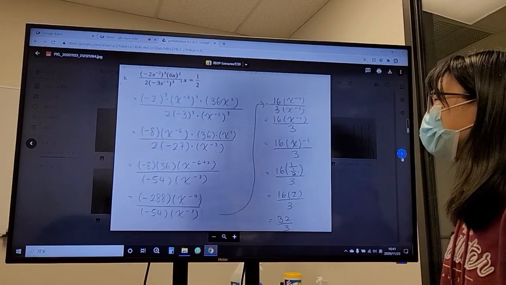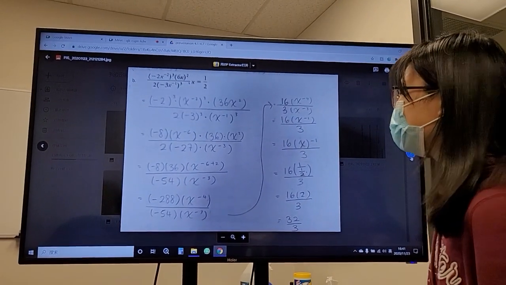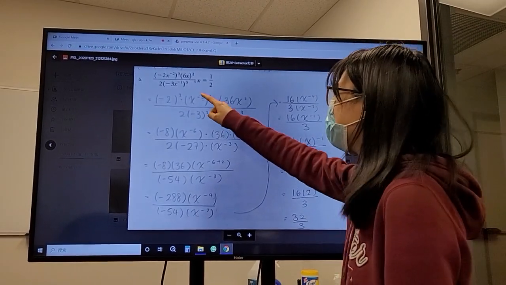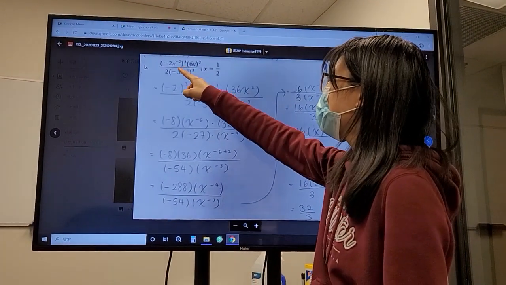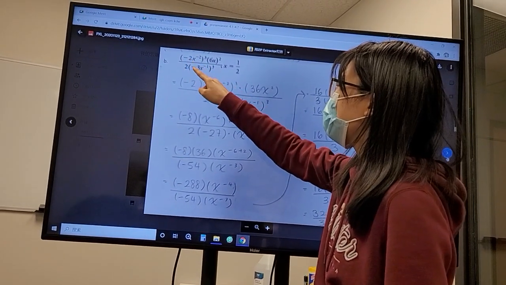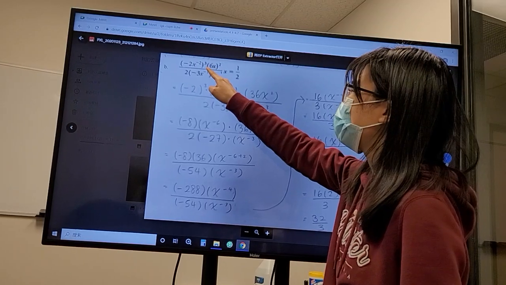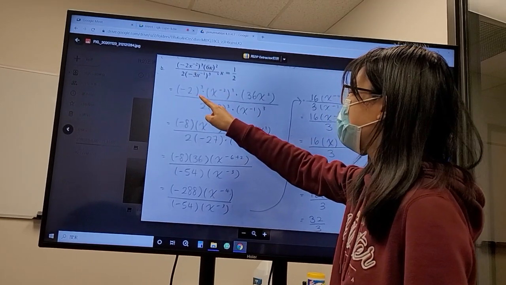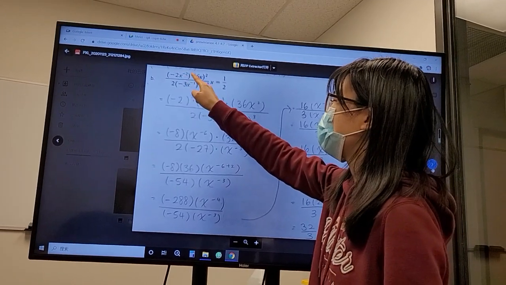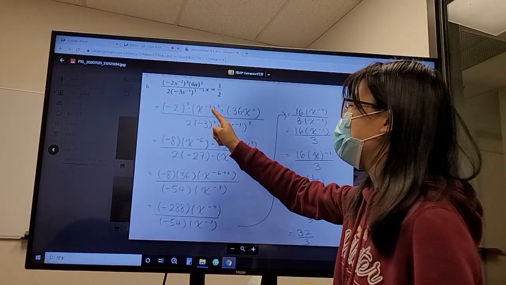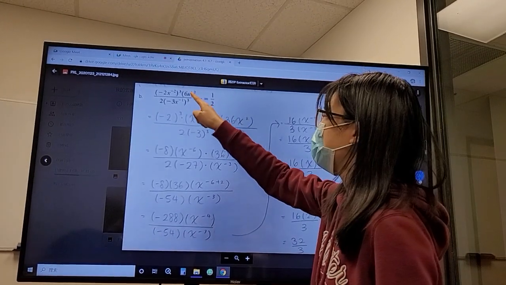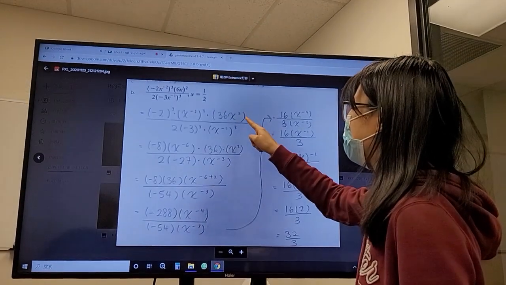Oh, and then over here, I used BEDMAS and I opened up the brackets. So it would be negative 2 to the power of 3. So that's what I did there. And then x to the power of negative 2 is already there. But to get rid of this bracket, I multiplied it by 3 again. And then I solved this, which is 36x.